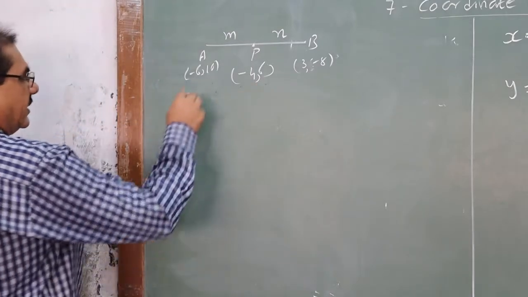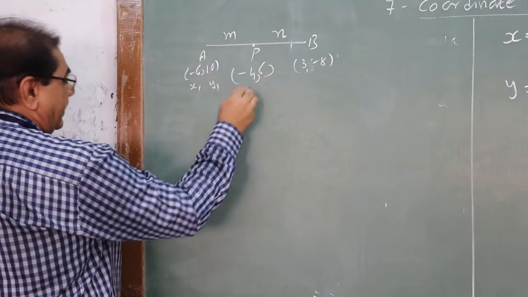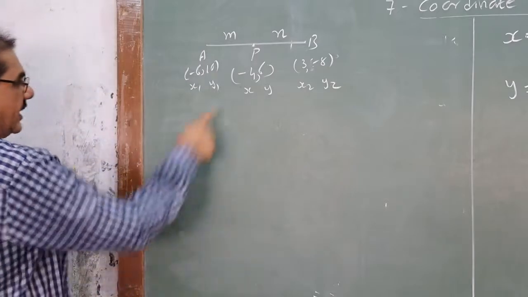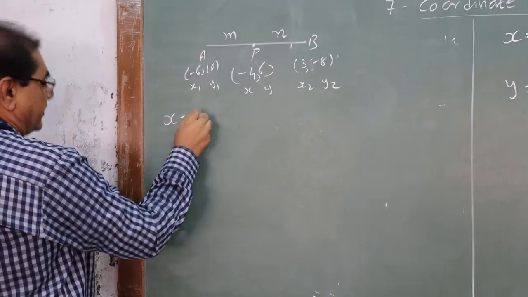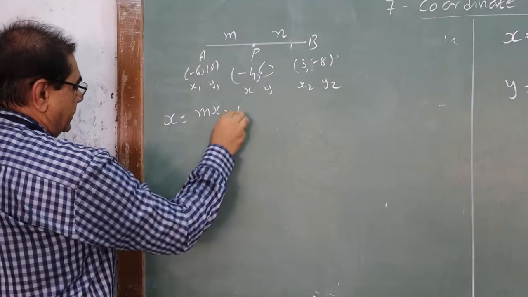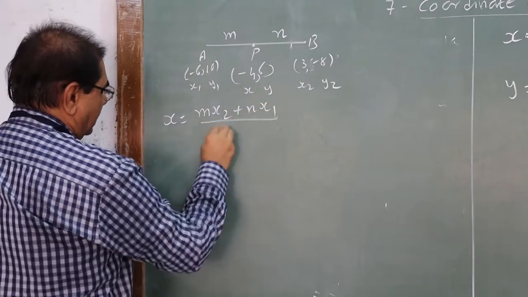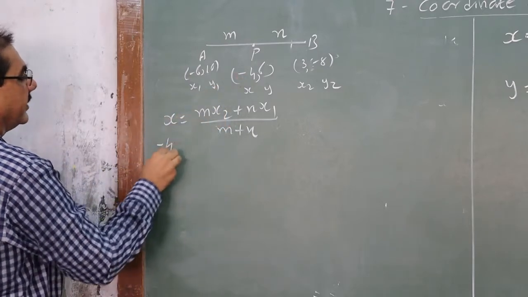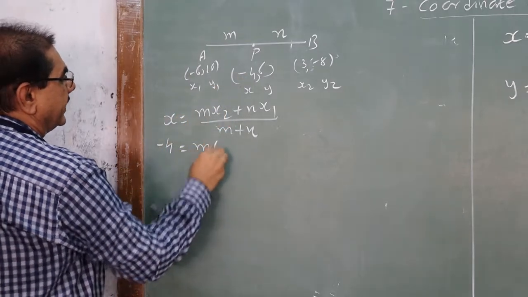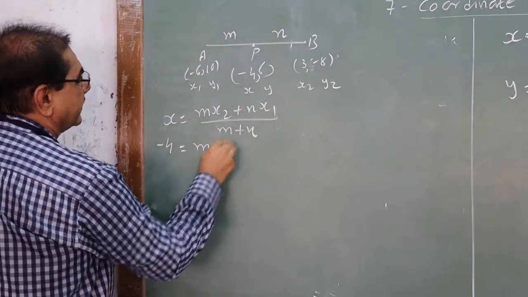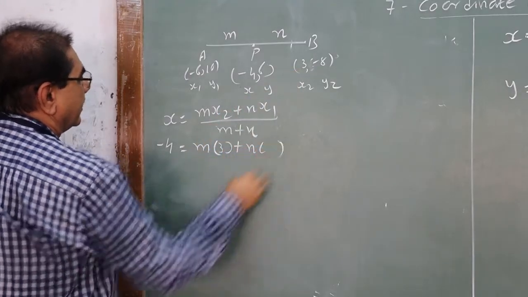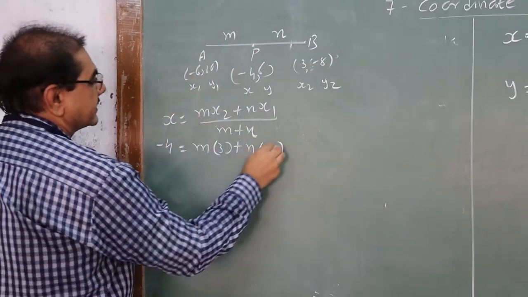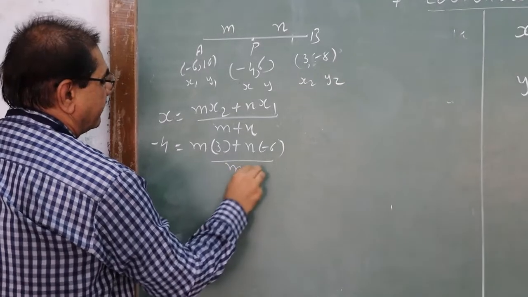Let us try. It is x1, y1, x, y, x2, y2. So now we have the formula x is equal to mx2 plus nx1 whole upon m plus n. What is x here? Minus 4 is equal to m into bracket x2, it is 3, plus n. What is x1? x1 is what? Minus 6, whole upon m plus n.